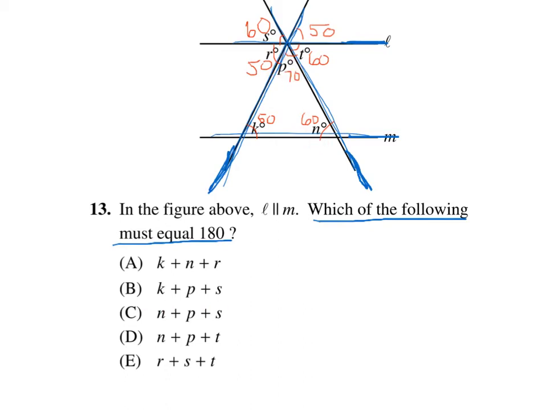N plus P plus S: 60, 60, and 70 is 190. N, P, and T: 60, 70, and 60 is 190. And R, S, and T: 60, 60, and 50 is 170. So, sure enough, K, P, and S.